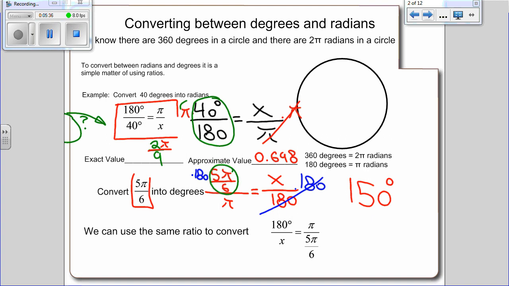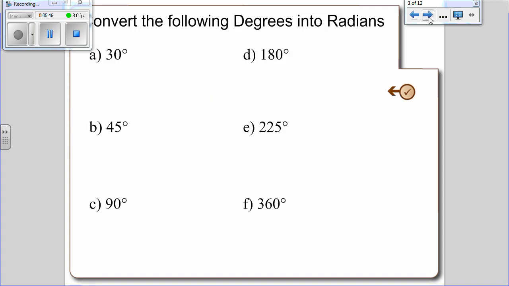We're going to do some practice converting these things. It usually takes a few times before you actually start to feel comfortable with it, but it is quite easy once you get going with it. So we're going to convert all of these degrees into radians. So you want to convert 30 degrees into radians. So we want 30 to equal some number of radians.